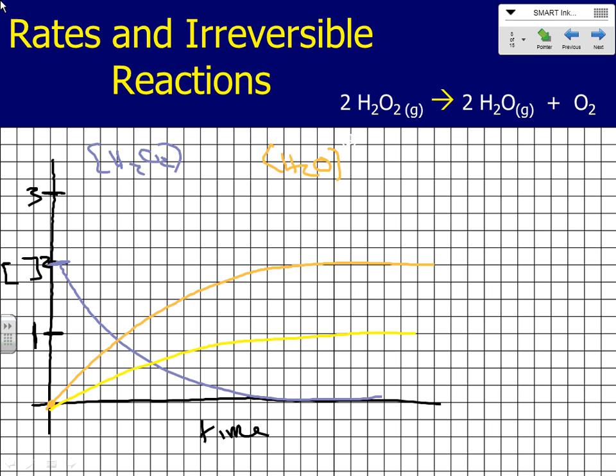Okay? Couple of little notes here. All H2O2 is gone. It went to completion.